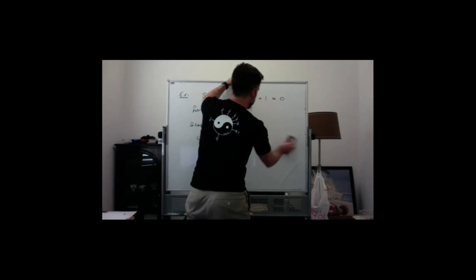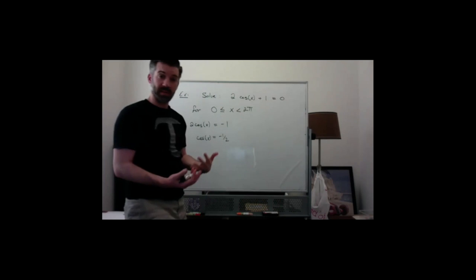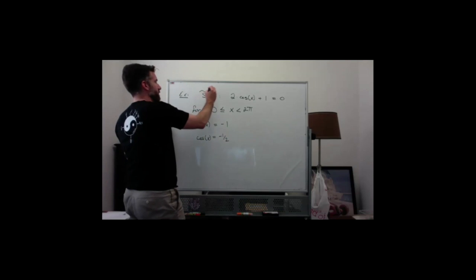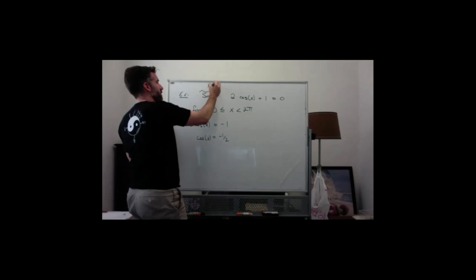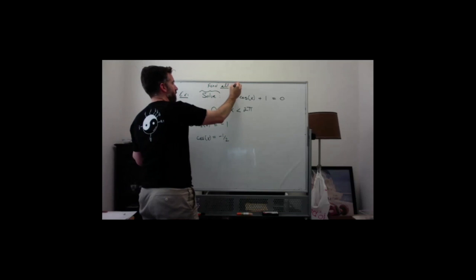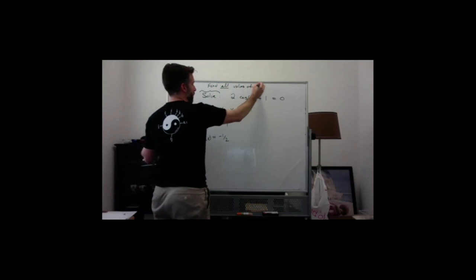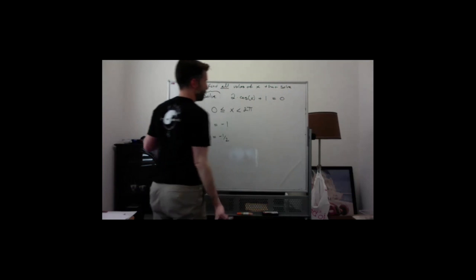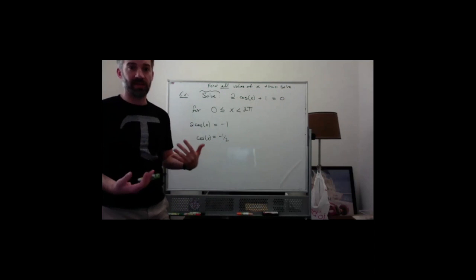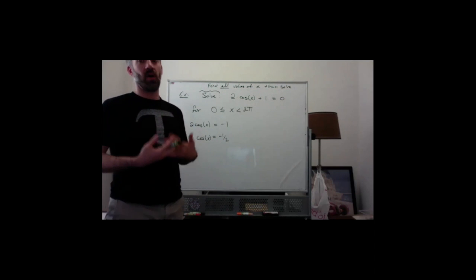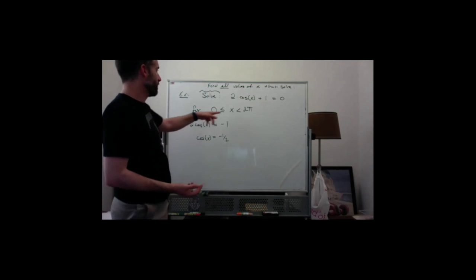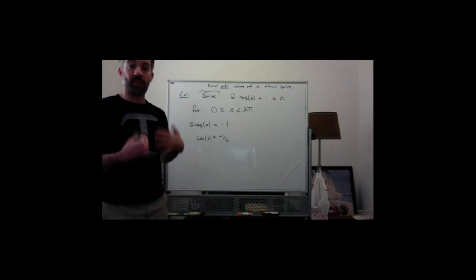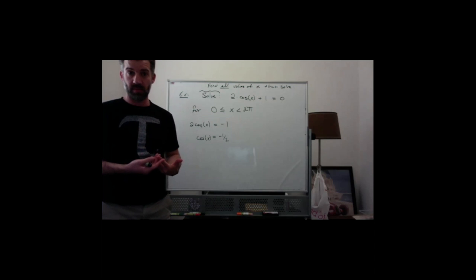And I should be a little more specific when I write this question. When I say solve, what I mean is find all values of x that solve this equation. So you can find one answer, but we're not completely done until we find all the possible answers between 0 and 2 pi that are solutions here. So here's how I recommend solving this kind of equation.